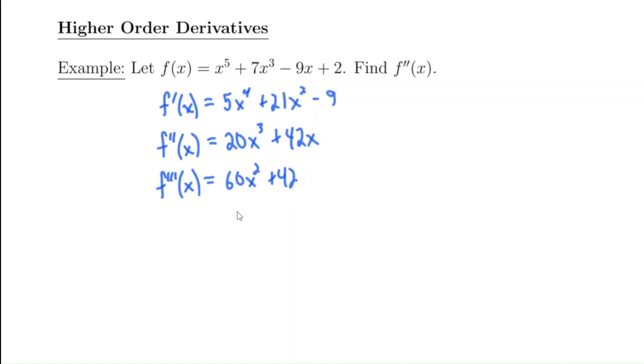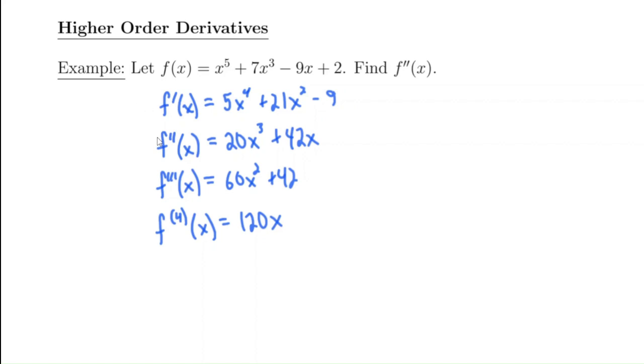Now, if this is a polynomial, it'll eventually get to be 0 at some point, but these are called higher order derivatives: f double prime, f triple prime. Now, for the fourth derivative, usually instead of writing 4 primes here, we just put a 4 in parentheses, so the fourth order derivative would be 120x.